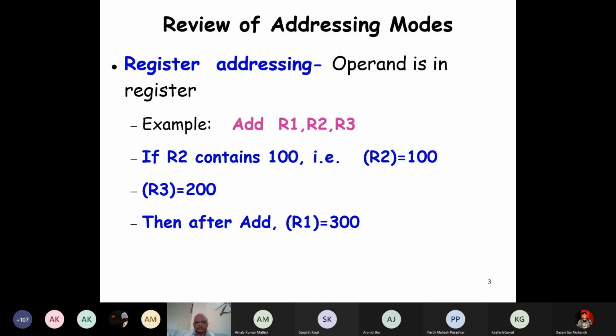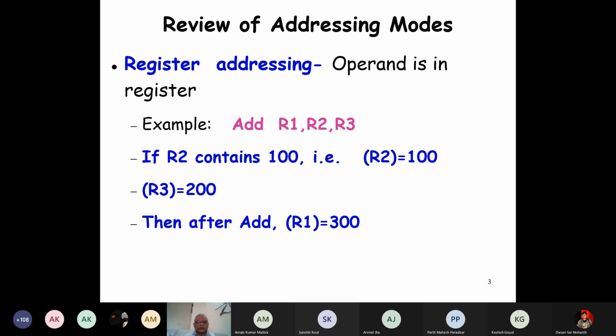We'll write small code. Given a high level program, we'll try to write the equivalent assembly code, and that way we'll understand the instruction set architecture of a processor. And as I said, once you write assembly code for one processor, you will be able to write assembly code for any processor with a little bit of effort. So let's review the addressing modes. The first is register addressing, and the most frequently used addressing mode is register addressing.